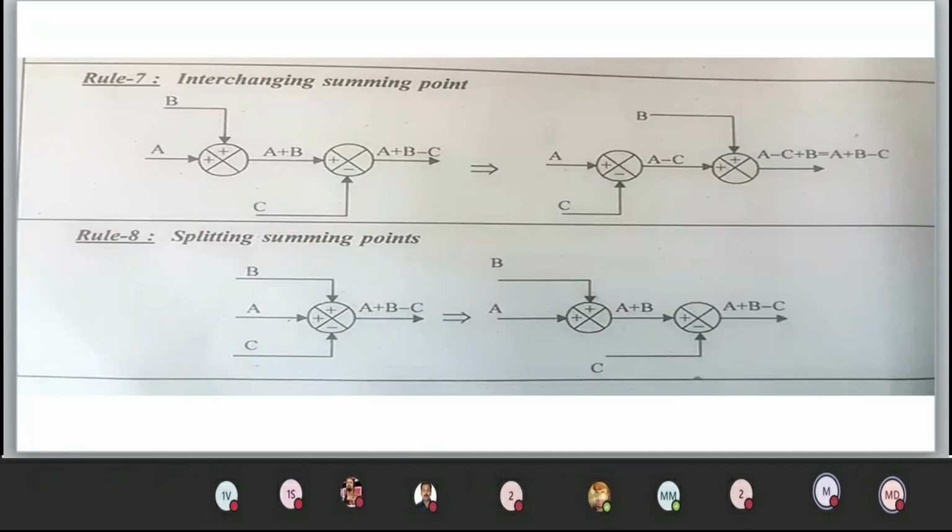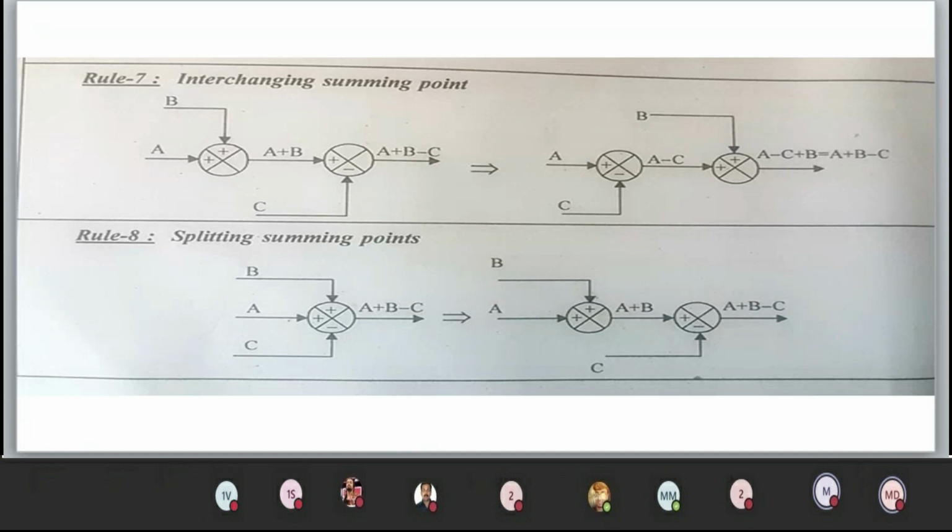Rule number 7 is interchanging the summing point. It is very simple and easy to understand because you just swap the position, that's all. And notice that if the arrow mark enters minus, you have to take it as minus. If the arrow mark enters as plus, you have to take it as plus. That's okay. So A plus B minus C. So A minus C plus B, A minus C plus B, A plus B minus C.